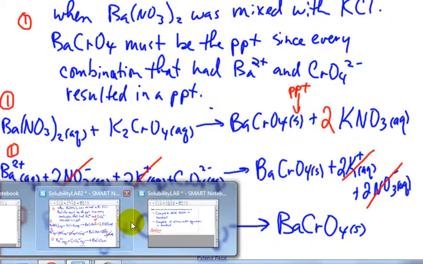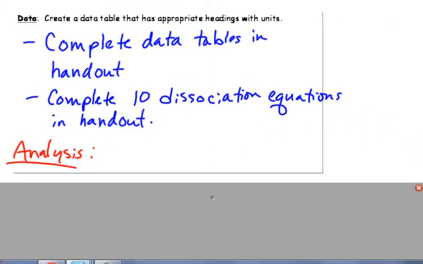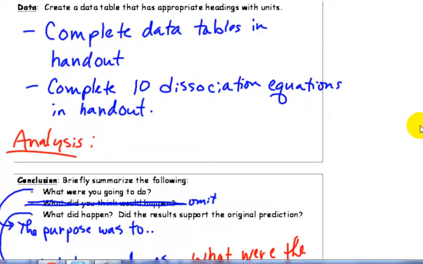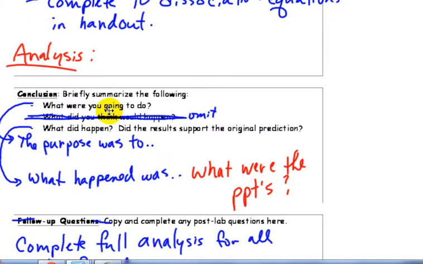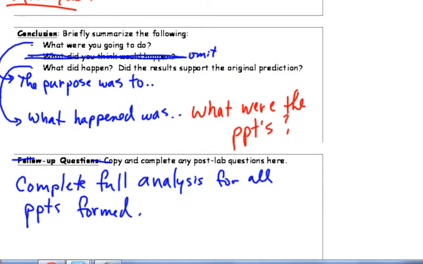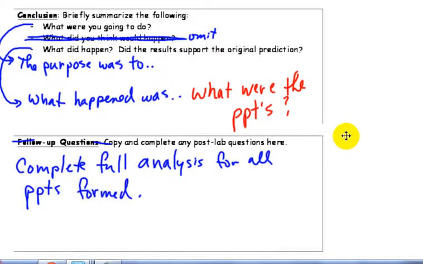If you have any questions, please ask me when you see me next time. When you're done that, then you just have to do the conclusion here. What were you going to do? Just simply restate the purpose. We didn't have a hypothesis, so this part's omitted. What happened was the 3 precipitates were formed. So just simply state what the precipitates are. And then I don't have any follow-up questions. That analysis that we just talked about is going to be good enough. Okay? So that's all that's left in the lab.